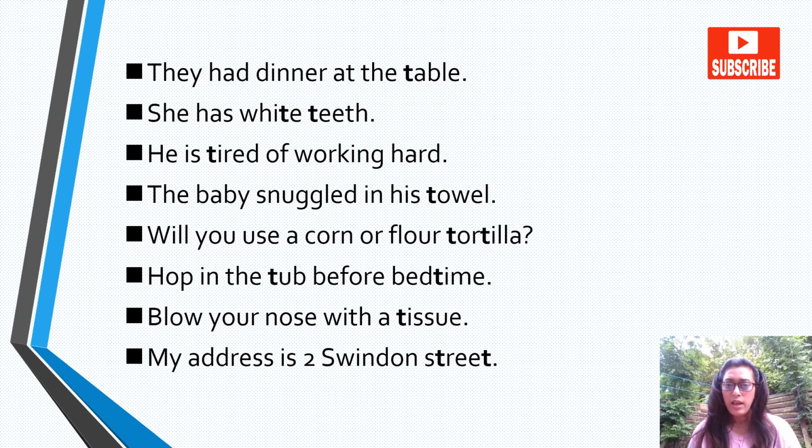They had dinner at the table. She has white teeth. He is tired of working hard. The baby snuggled in his towel. Will you use a corn or flour tortilla? Hop in the tub before bedtime. Blow your nose with a tissue. My address is 2 Swindon Street.